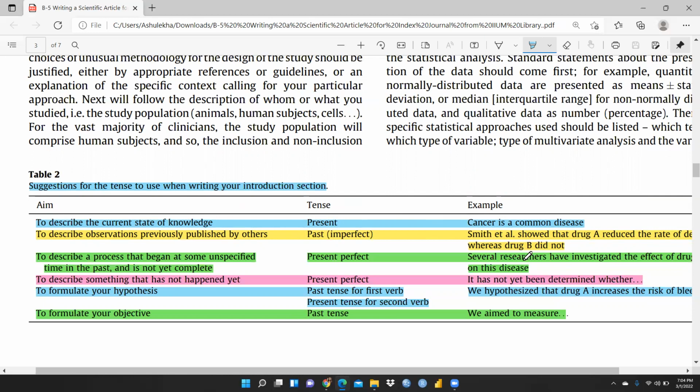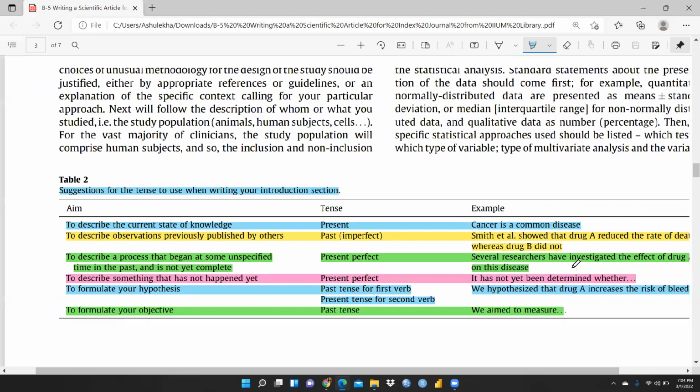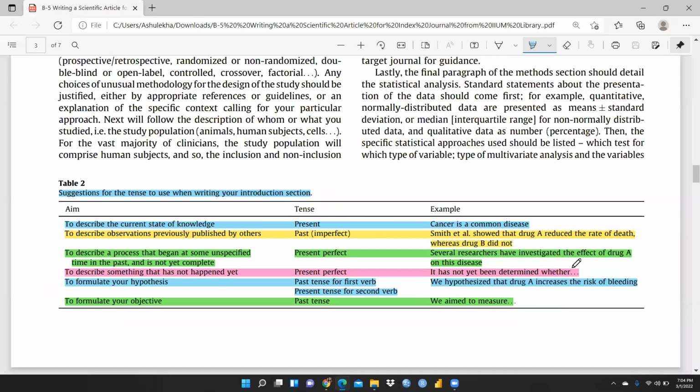For example, "Smith et al. showed the drug A reduced the rate of death, whereas drug B did not." The third kind is to describe a process that began at some unspecified time in the past and is not yet complete. That would be present perfect tense: "Several researchers have investigated the effect of drug A on this disease." Then one more example is to describe something that has not happened yet, also present perfect tense: "It has not yet been determined whether."